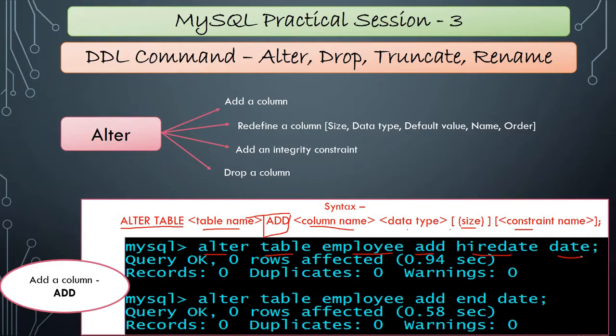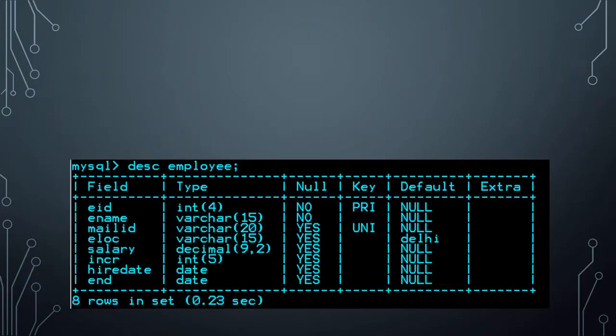In the same way I'm adding another column to my table employee, that is end date. Here the column name is end date and the data type is date. So in this order, by using the add word, we can add another, a new column to our table. That is the alter command. Over here, in the structure of my table employee, before adding the new columns, we had 6 columns that were employee ID, employee name, mail ID, location, salary and increment. Now after adding 2 more columns, we have hire date and end date.